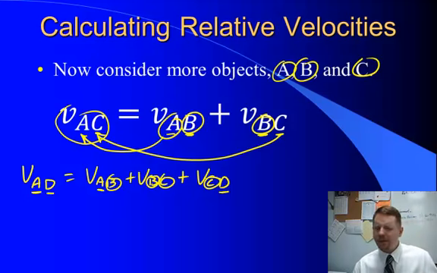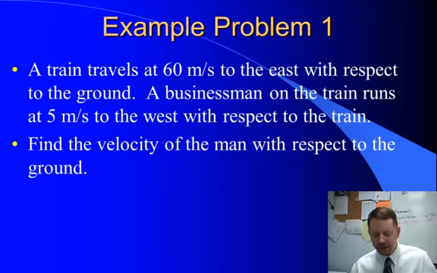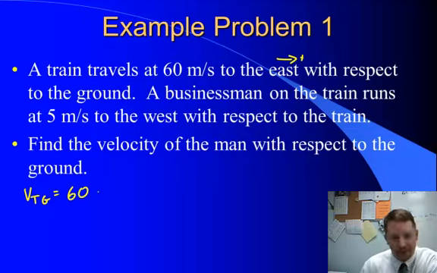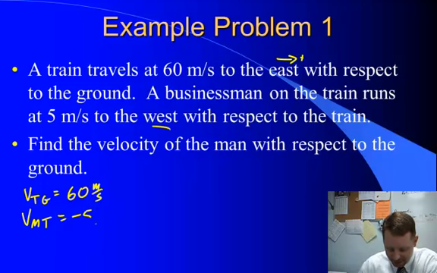Makes a little more sense when you put it into practice. So let's try some examples. If we have a train traveling at 60 meters per second to the east with respect to the ground, well, let's call to the east our positive direction. So the velocity of the train with respect to the ground is 60 meters per second. And a man on the train runs at 5 meters per second to the west with respect to the train. So the velocity of a man with respect to the train is, since that's to the west, let's make it negative 5 meters per second.